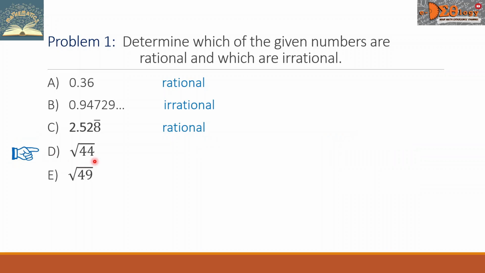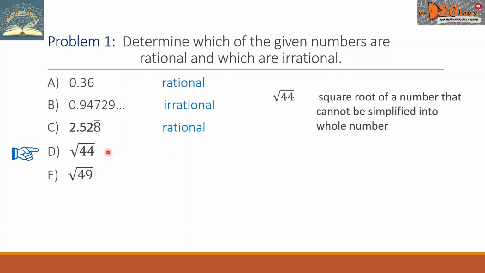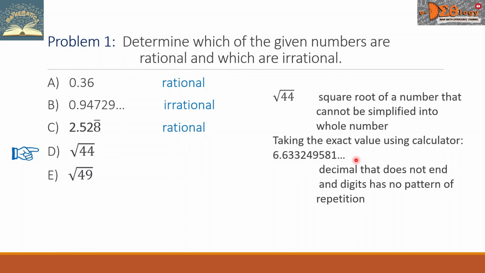Letter D, square root of 44. This expression is a square root of a number, which is 44. And this square root cannot be simplified into a whole number. Actually, when we get our calculator and get the value, the exact value will get 6.633249581 and so on. So this is a decimal that does not end, and digits has no pattern of repetition. That means this is an irrational number.